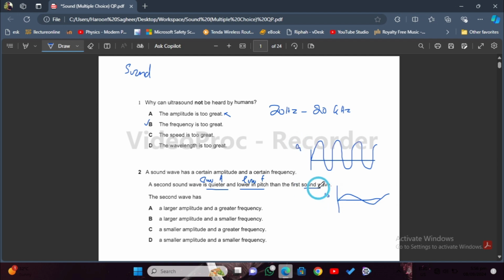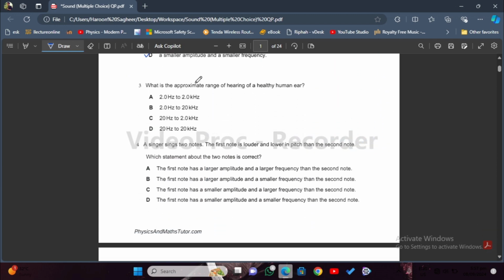Both are, let's say, sound waves. Okay, so the first one has a higher amplitude and frequency. The second one is the exact opposite. All right, so the second wave would have a low amplitude and low frequency. So option D is correct, a smaller amplitude and a smaller frequency. I hope you understood this concept. By the way, this was a transverse wave. We do know that sound waves are longitudinal, but just in order to recreate this scenario, I had to draw it here. Right, let's go to question number 3.